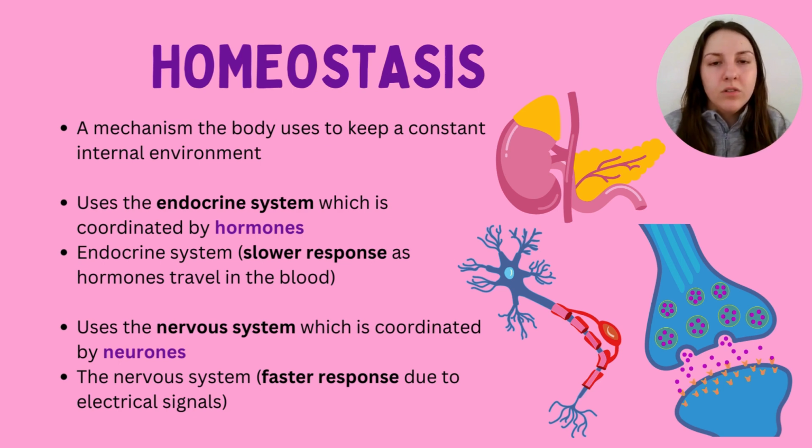endocrine system does, the nervous system actually uses neurons that pass on electrical signals through the synapse. And there's a picture of the synapse there. You can see that there's different chemicals that are released, or neurotransmitters that are released through diffusion.